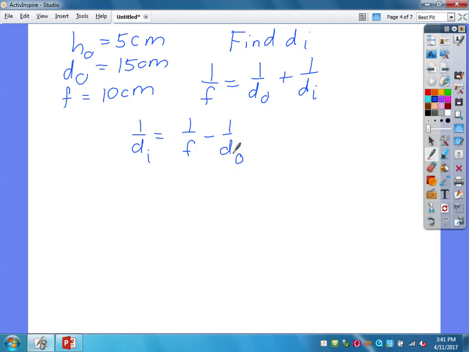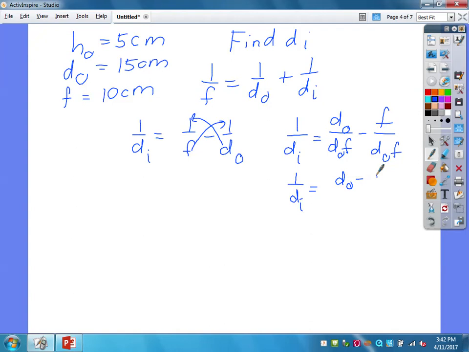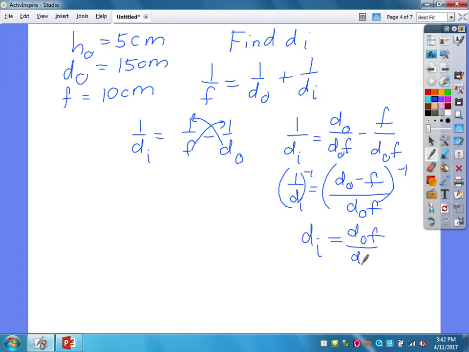What we can then do is create a common denominator. So how do I do that? I basically cross multiply. I put DO on top of F, and I put F on top of DO, and I make a common denominator. So I have 1 over DI equals DO over DOF minus F over DOF. Basically, this is just a mathematical trick that probably a lot of you already know. Now I can combine the two numerator components because I have the same denominator. So 1 over DI equals DO minus F over DOF. Now that I only have one fraction on both sides, I can inverse it. And DI will equal DOF over DO minus F.